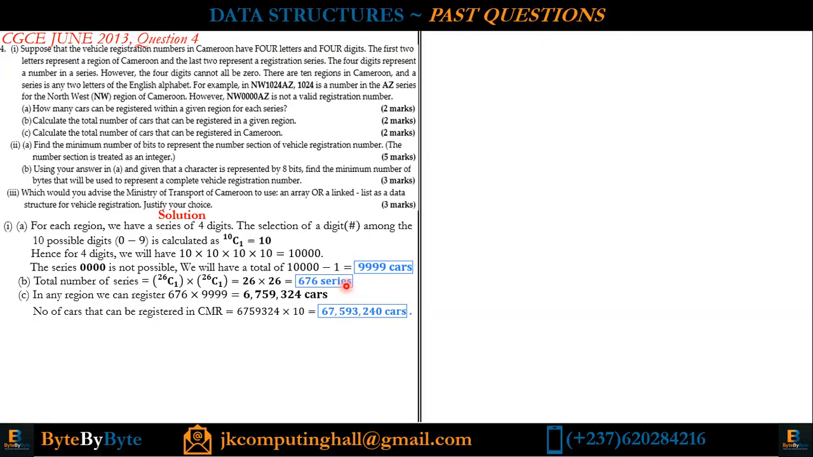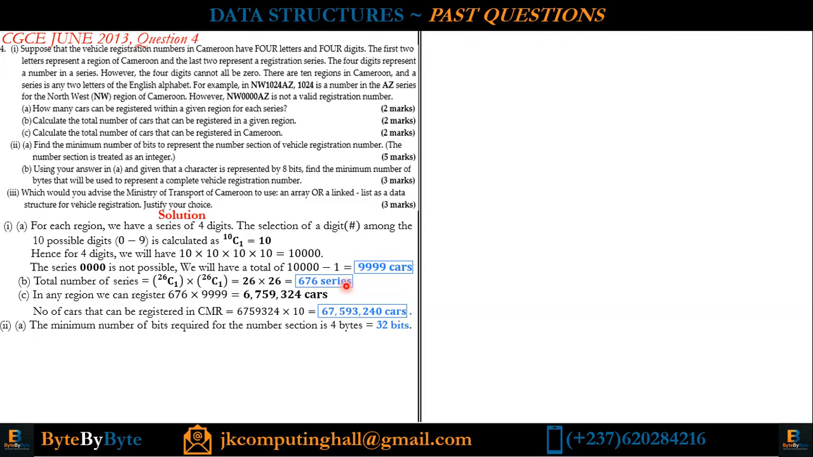Sub 2. Find the minimum number of bits to represent the number section of the vehicle registration number. The number section is treated as an integer. Remember, from the first lesson, we saw the different sizes of an integer. The minimum number required for a number section is 4 bytes. And since a byte is equal to 8 bits, the minimum number of bits is 32 bits.